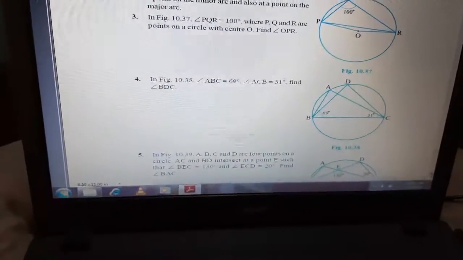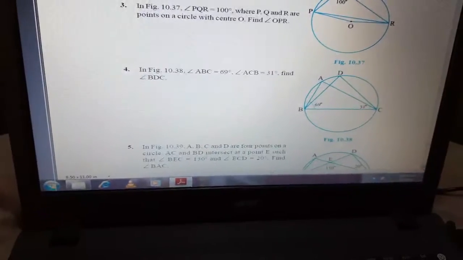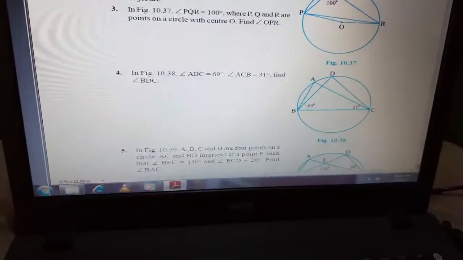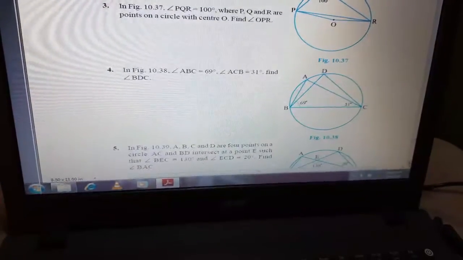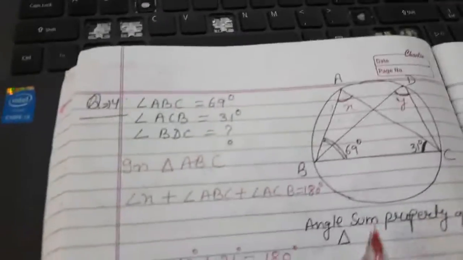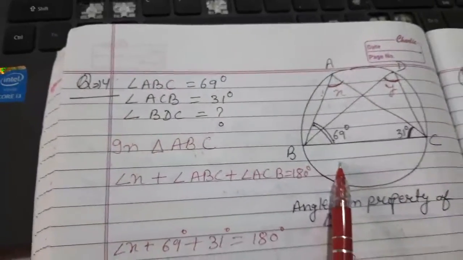So children, now we will solve question number 4 from exercise 10.5, chapter 10 Circles, NCERT book, 9th class. The diagram is given and the value of two angles is given. We have to calculate angle BDC. Okay. So I have drawn this diagram in my copy already.